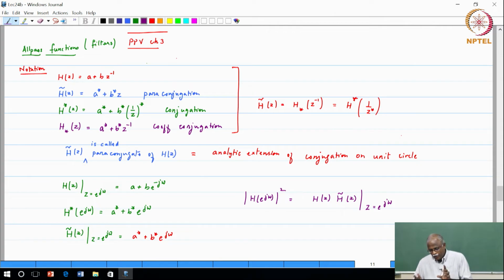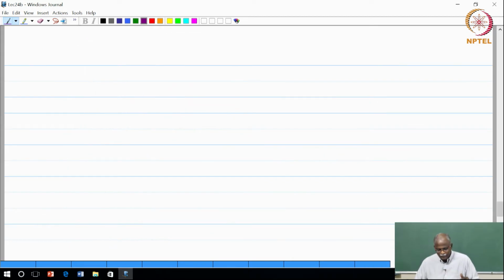Now, why did we do this, and what are the benefits of this? A lot of the insights come in a very short time. Let's pick up from there. So focus now on all pass filters, and we would like to use a result right at the beginning, right off the bat.